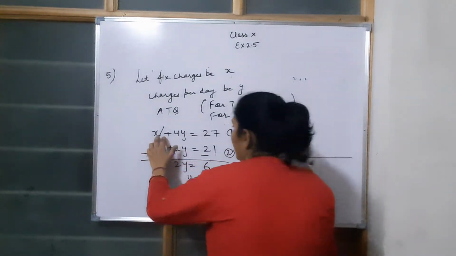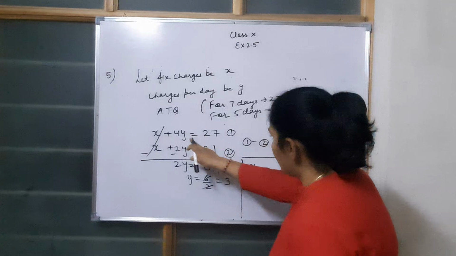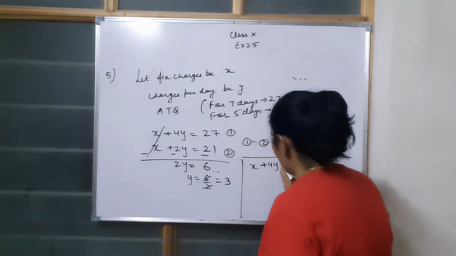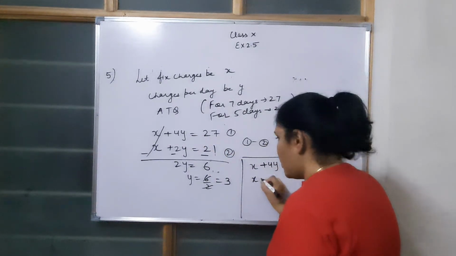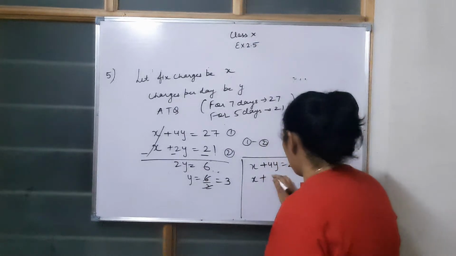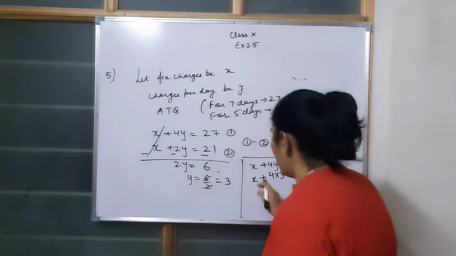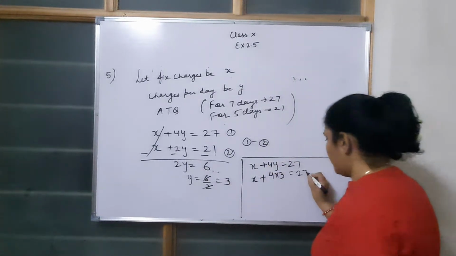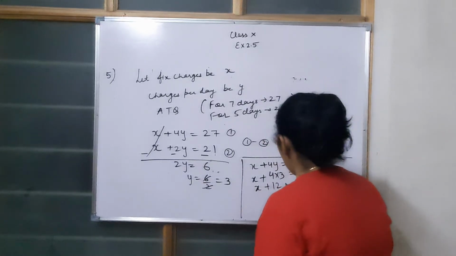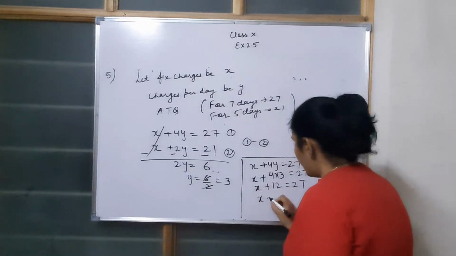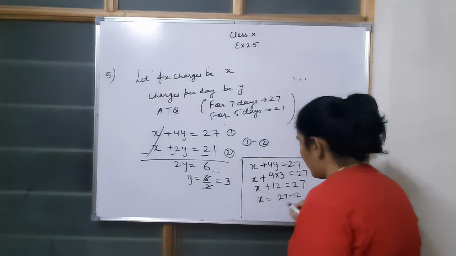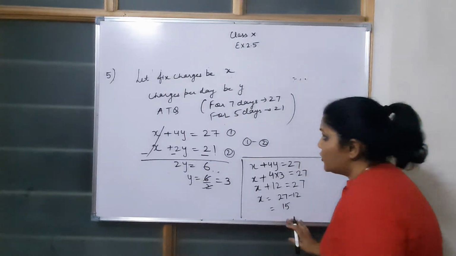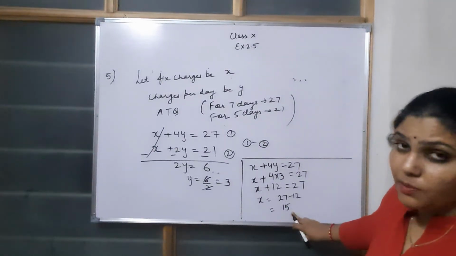So how would you do that? We will use this equation: x plus 4y equals 27. We don't know the value of x, we'll keep it like that, and in place of y, we are going to put 3. 4 into 3 is 12. So x plus 12 is equal to 27. x is equal to 27 minus 12, which is 15. So it means fixed charges will be 15.